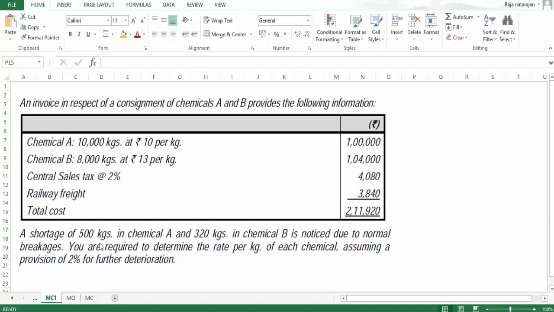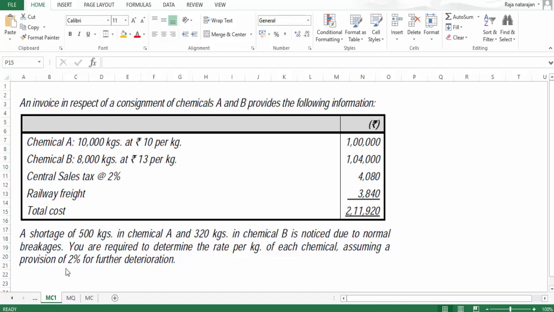A shortage of 500 kgs in chemical A and 320 kgs in chemical B is noticed due to normal breakages. You are required to determine the rate per kg of each chemical, assuming a provision of 2% for further deterioration. So now let us find out how many kgs of chemical will be available, because out of this 10,000 and 8,000, already 500 and 320 were lost, and we expect further 2% deterioration.